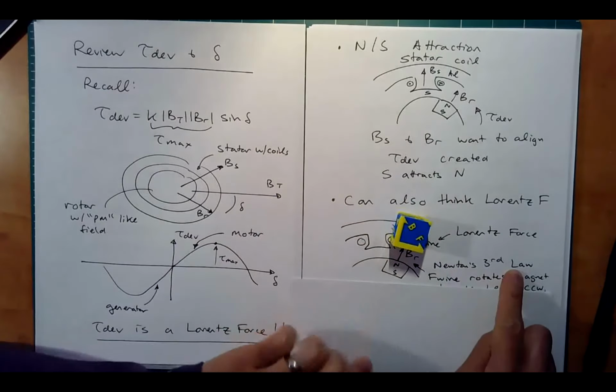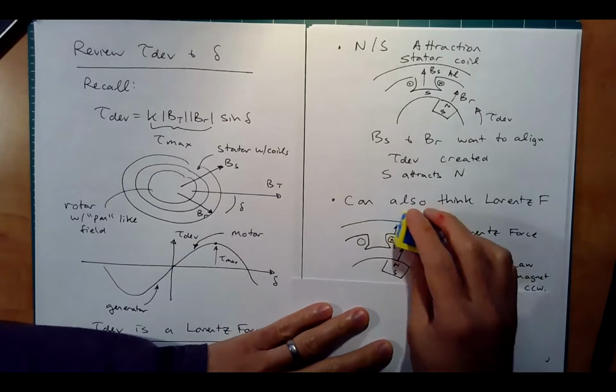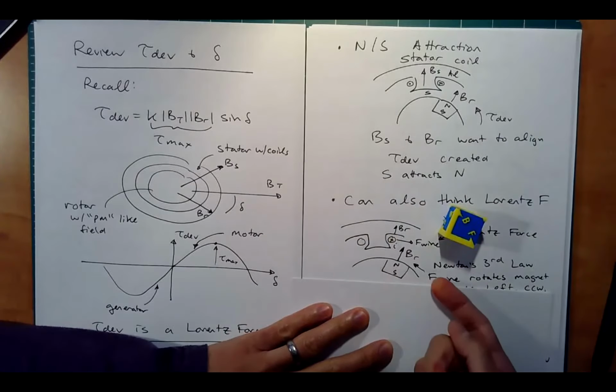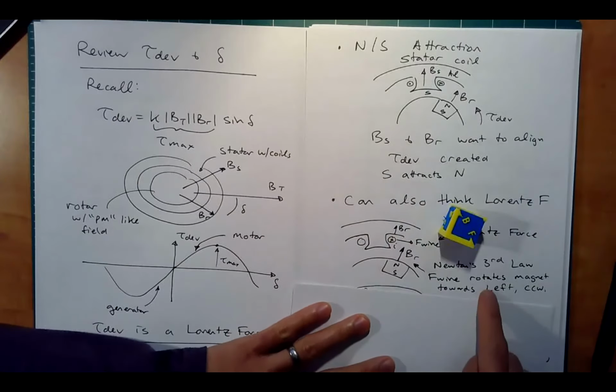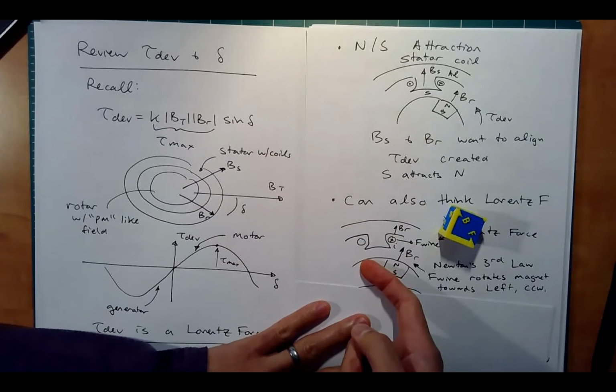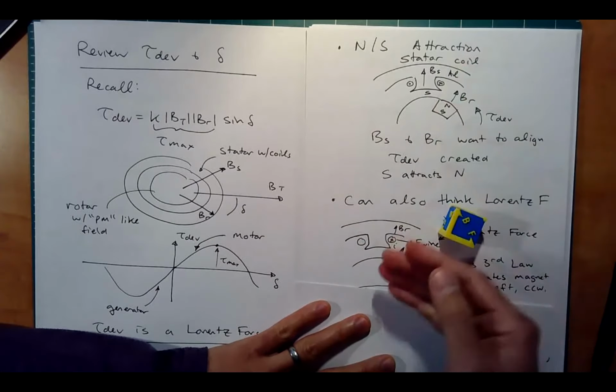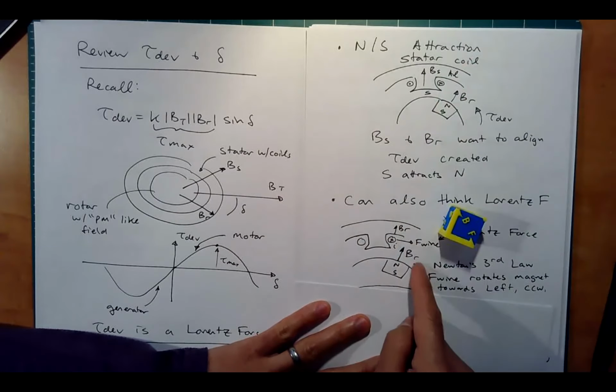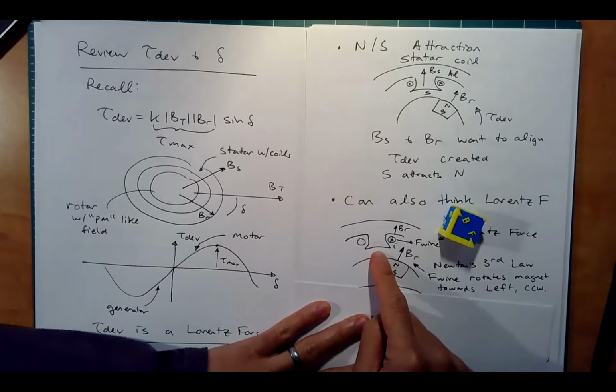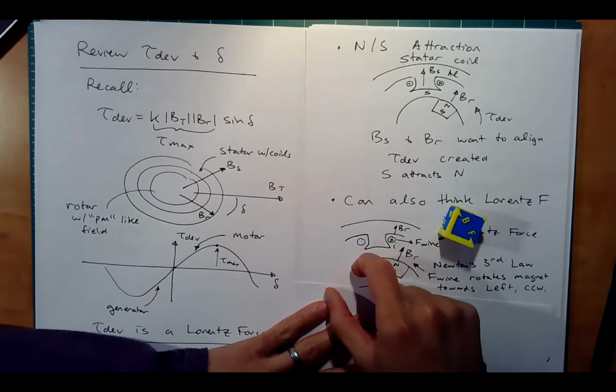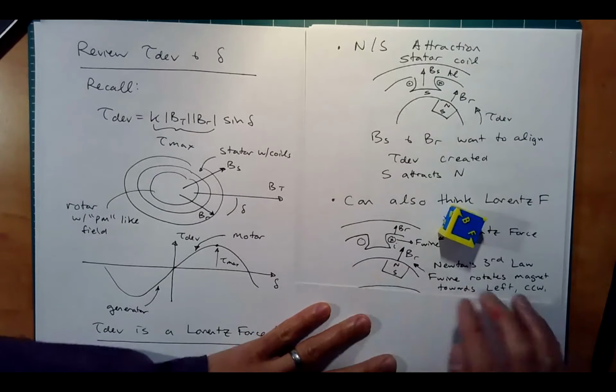Now, Newton's third law kicks into play, and you have equal and opposite reactions. So the force on the magnet is opposite the force on the wire. And what's it doing? It's rotating the magnet towards the left. The same thing is going on here, right? You can see this wire is pulling it to the left. It's centering it. Now, let's say we went too far. Let's say this magnet was over here.